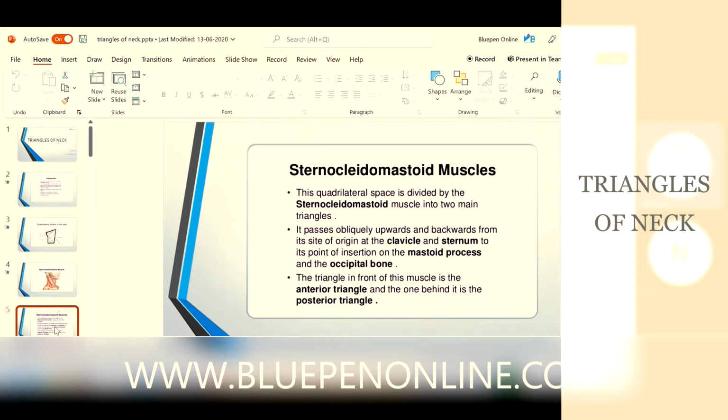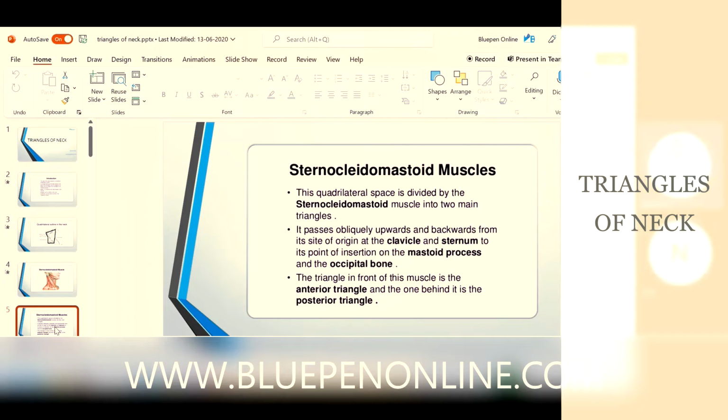This muscle passes upwards and backwards from the clavicle and sternum. From the word itself, it is correct: sternocleidomastoid. From the sternum and the clavicle, it takes origin. And where does it go for insertion? Sternocleidomastoid, so it goes to the mastoid process and the occipital bone. You understood? You understood, Narisha?